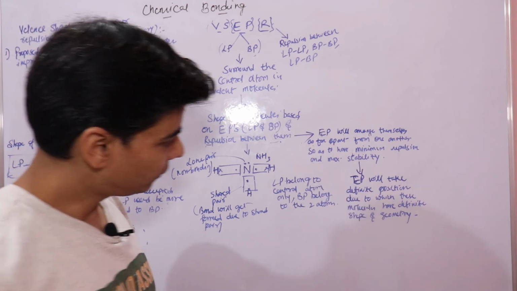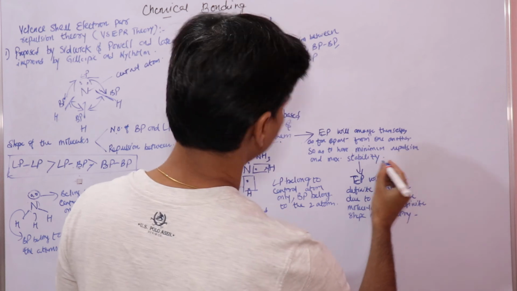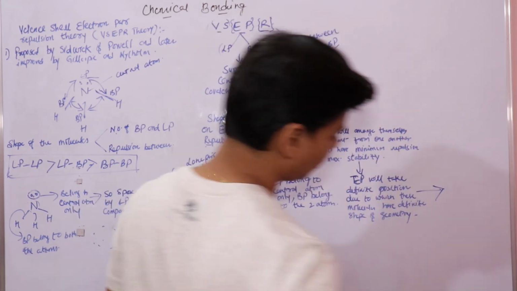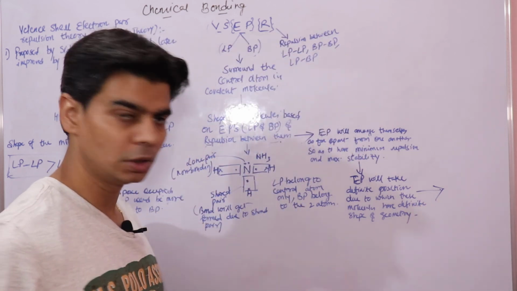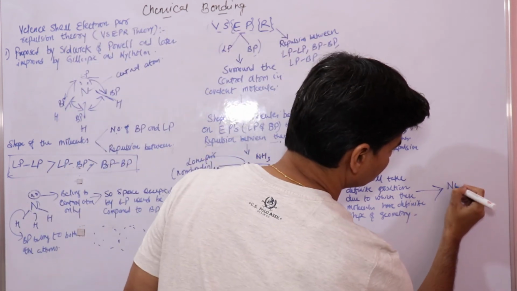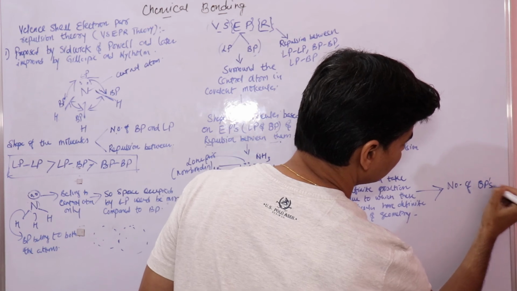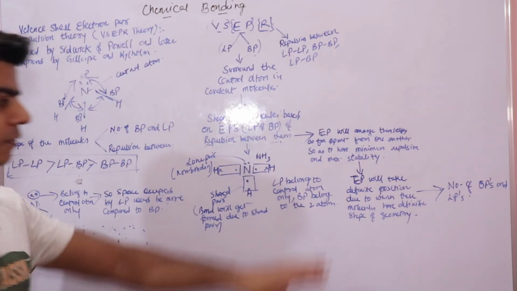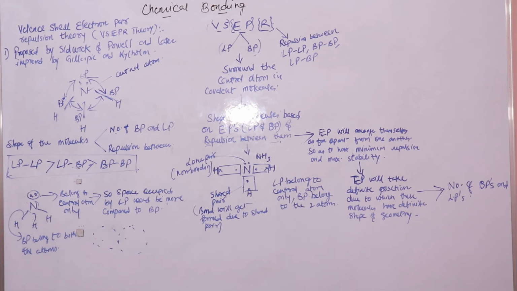Now this definite geometry, or the shape of the molecule, will depend on the number of bond pairs and lone pairs, right? We will see how it depends on the number of lone pairs and bond pairs, right?